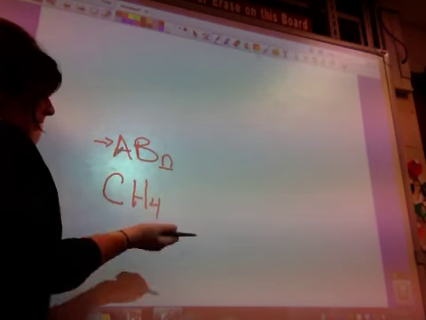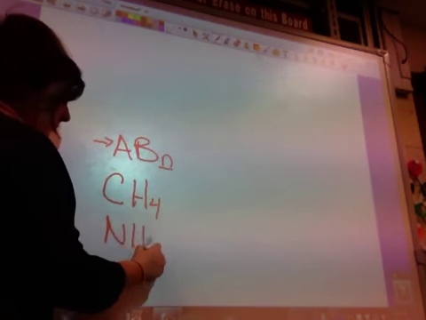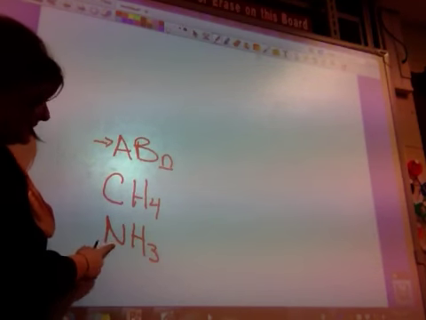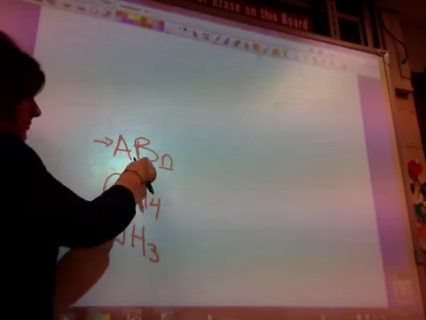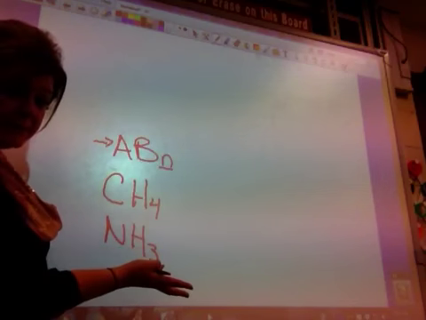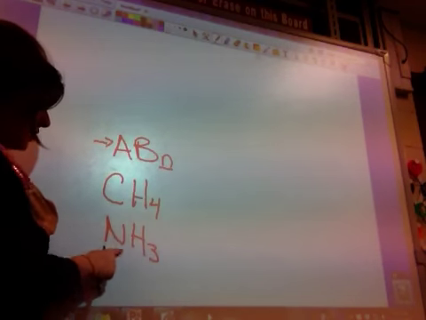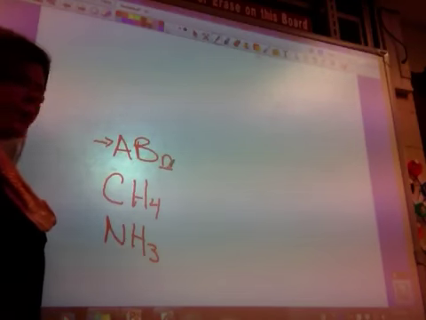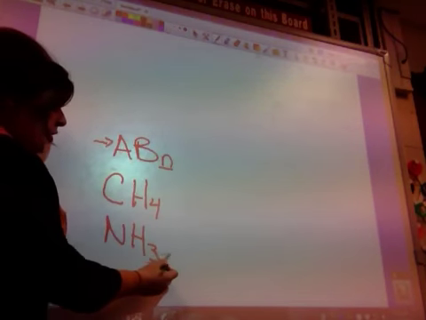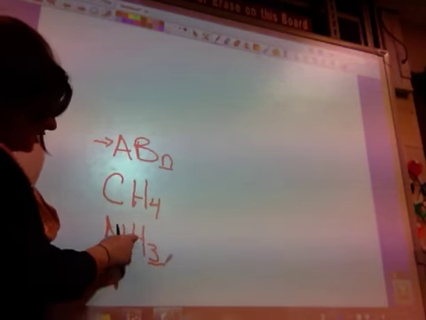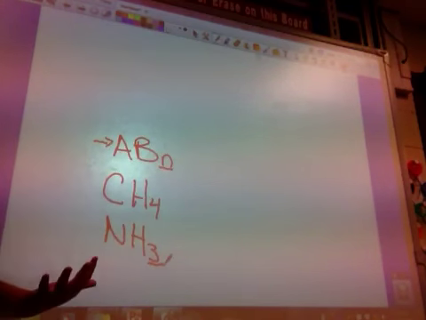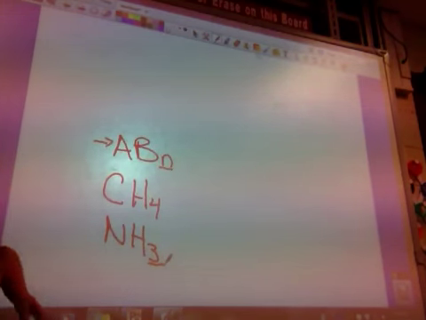So if I looked at CH4, C would be my central atom, and then I'd have 4 H's surrounding that central atom. If I look at NH3, this A, which in this case would be N, tells me this is my central atom. And then the B represents the surrounding atoms. So I have hydrogen around this nitrogen. How many do I have? N stands for number. How many of those do I have? Well, I have 3 hydrogen surrounding that central atom. So that's what this very generic form ABN stands for.